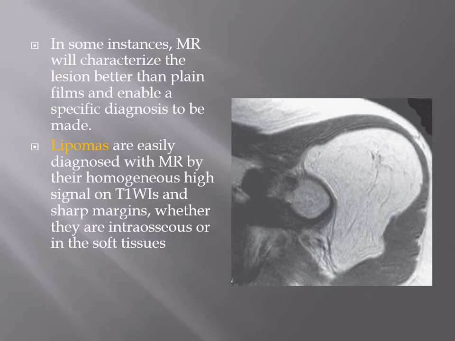Also, one of the advantages of the MRI is that sometimes it can enable us to make a specific diagnosis for an intraosseous or soft tissue tumor. Lipoma, for example, can easily be recognized by MRI with homogeneous high signal intensity on T1 weighted image, such as in this case, lateral to the femur. You can see the signal intensity is just similar to the fat planes with fine striations.